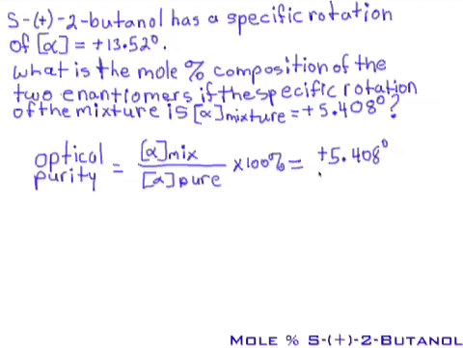Now, which specific rotation of the pure do I put in? I mean, do I put plus 13.52 or do I use the other enantiomer, minus 13.52? Well, what tells me which one to use is actually the rotation that's reported for the mixture. If the mixture is rotated to the right, positive, I use the plus 13.52. But if the rotation was to the left, minus, I would use minus 13.52. So here I put plus 13.52 degrees.